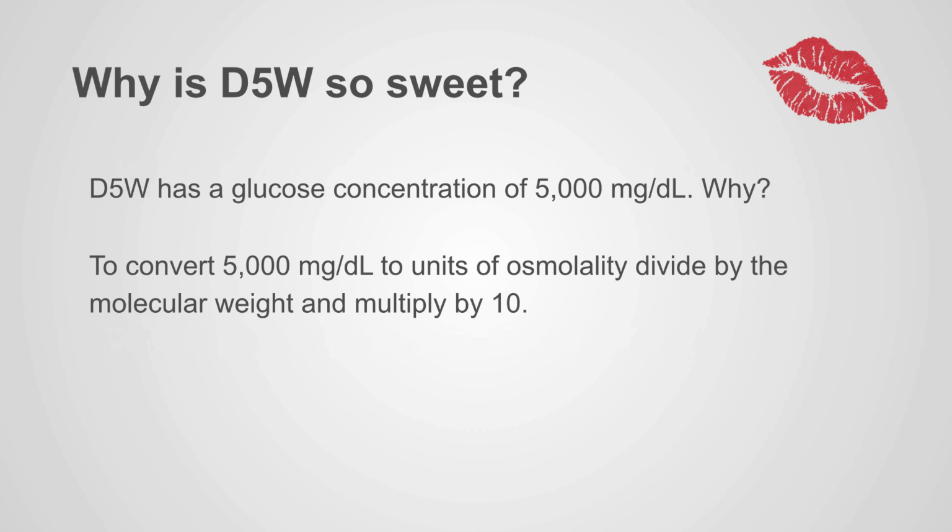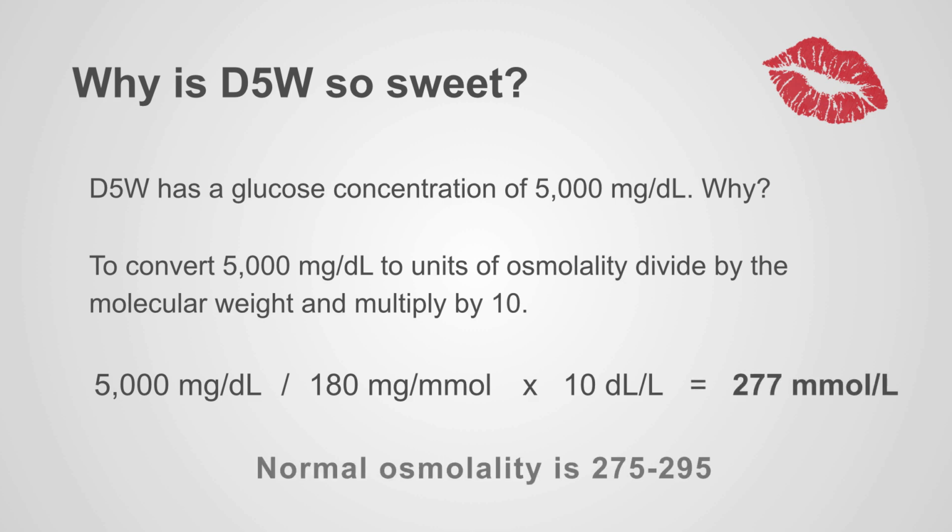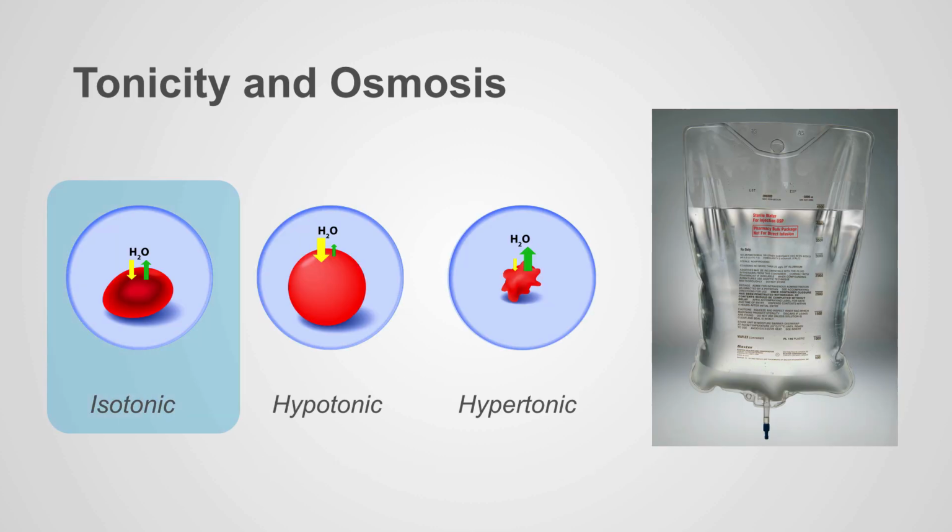That's incredibly high. And if we wanted to figure out why, we need to convert that to the units of osmolality. To do that, we would divide by the molecular weight of glucose and then multiply by 10. 5,000 divided by 180, multiplied by 10, comes out to 277 millimoles per liter. Compare that to normal osmolality of 275 to 295, and you have isoosmotic fluid here. And so here, when you give D5W, there's no net movement of water in or out of the red cells.